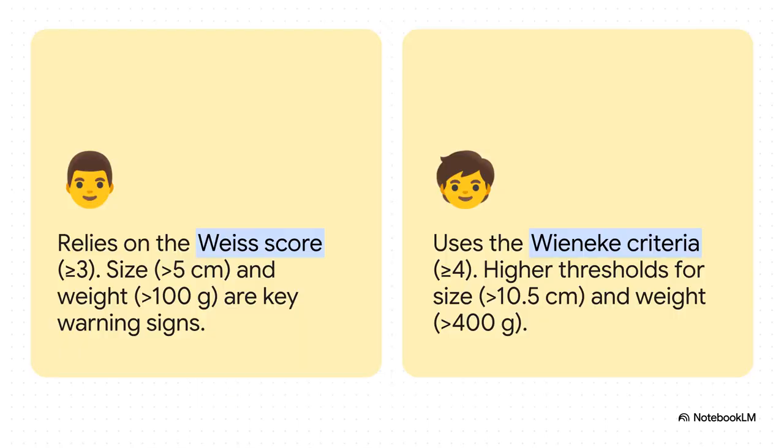And this just perfectly shows why one-size-fits-all absolutely does not work in pathology. For adults, it's all about the Weiss score, and relatively smaller sizes and weights are big red flags. For kids, it's the Wiener criteria, with much beefier thresholds and a different scoring system altogether. It really shows how you have to tailor your approach to your specific patient.